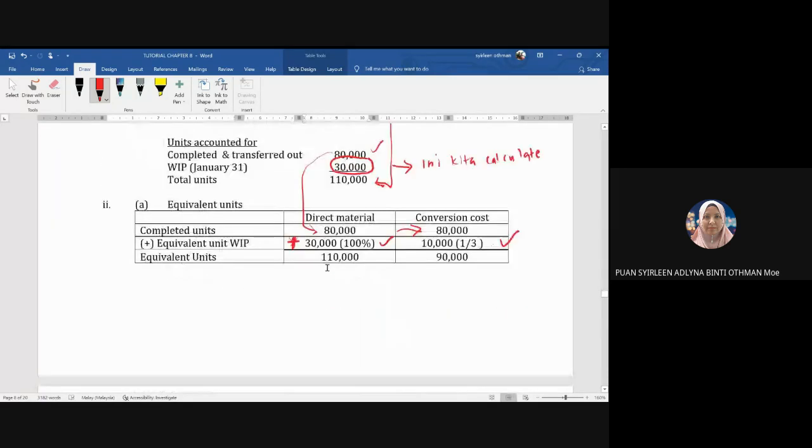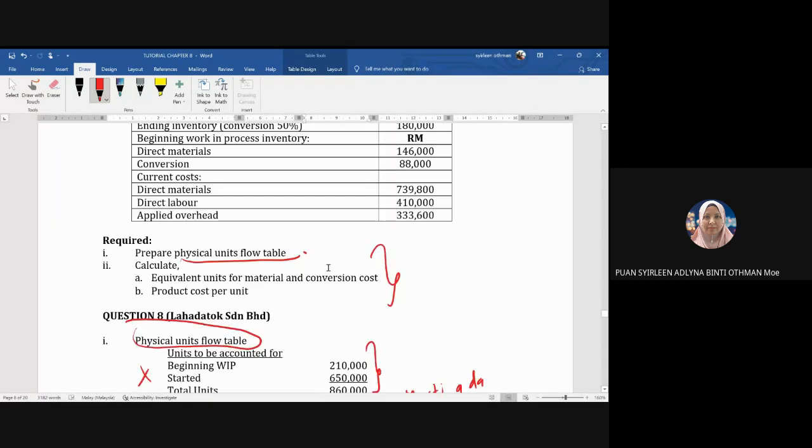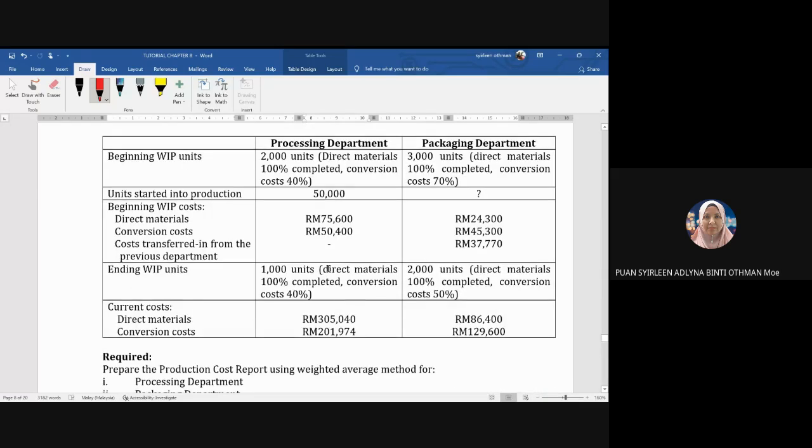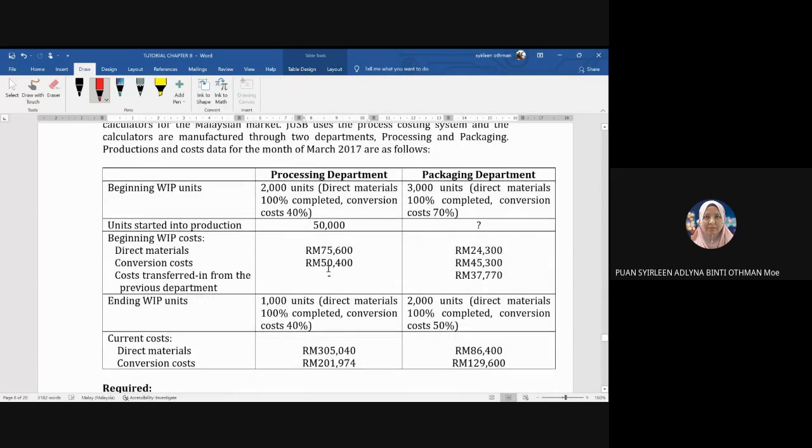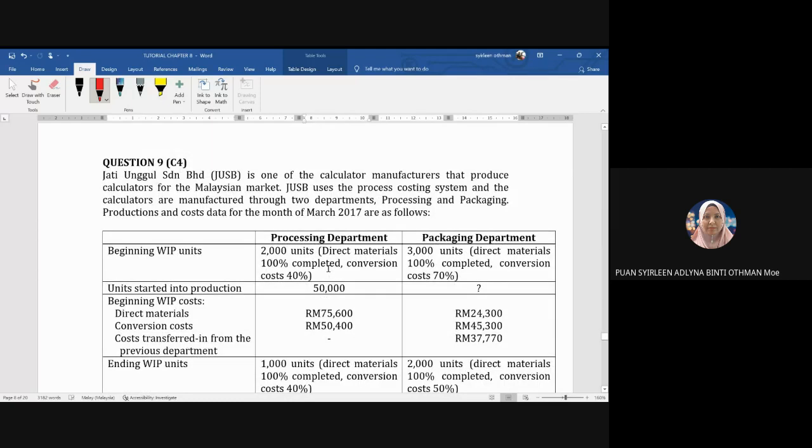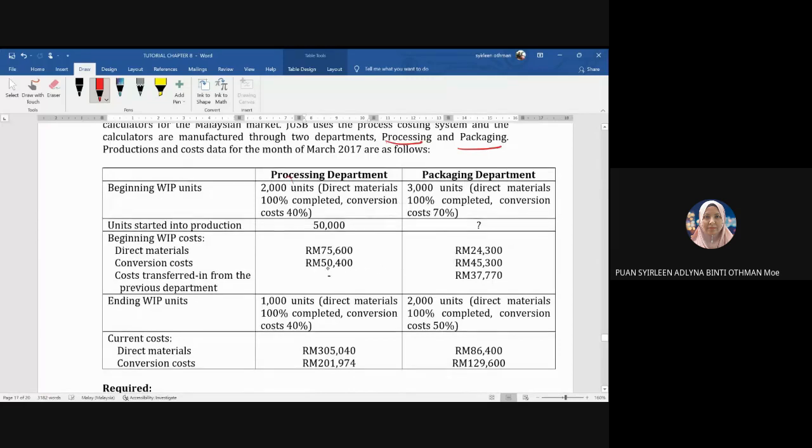Okay, alright. So we go to number 9. For number 9, I'll just show you the answer straight away, because it is written here. JUSB uses process costing and the calculators are manufactured through 2 departments, processing and packaging. So it gives data. Only the beginning unit is used here; the others we don't take into account. This is units started. What is transferred out from processing will become units started in the packaging department.